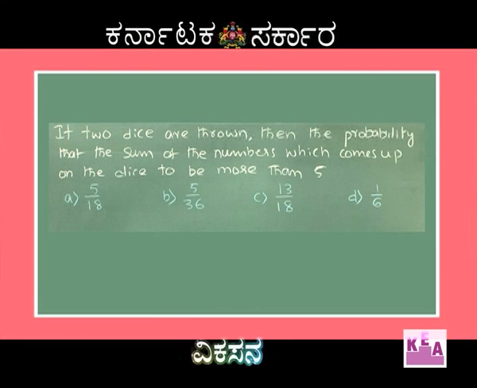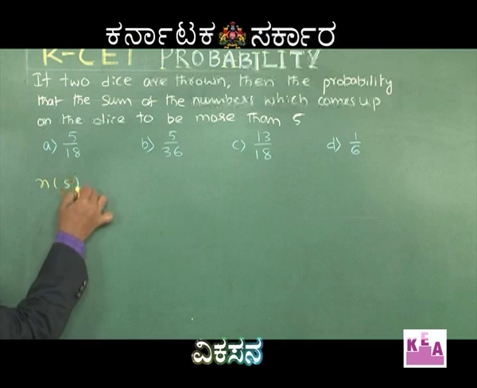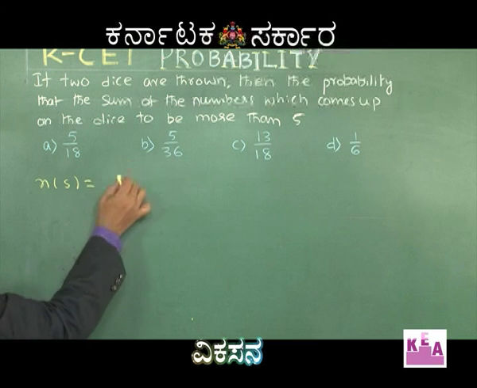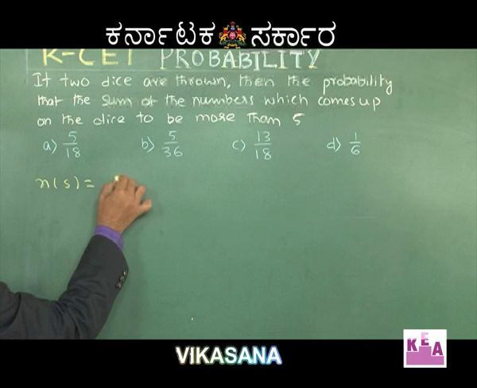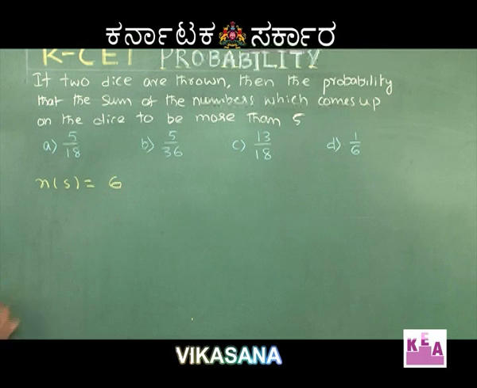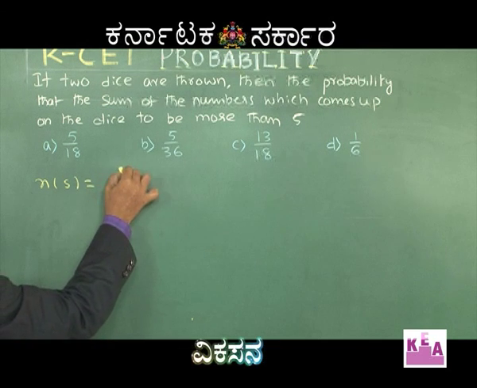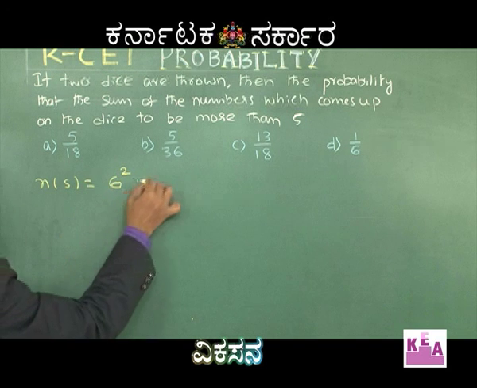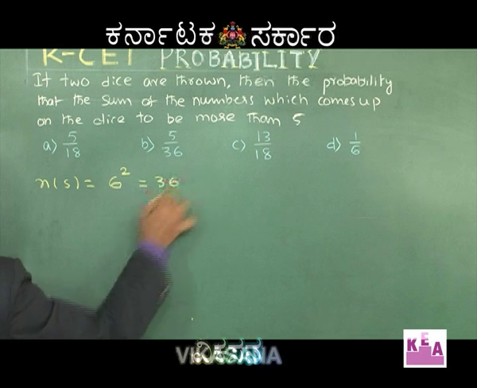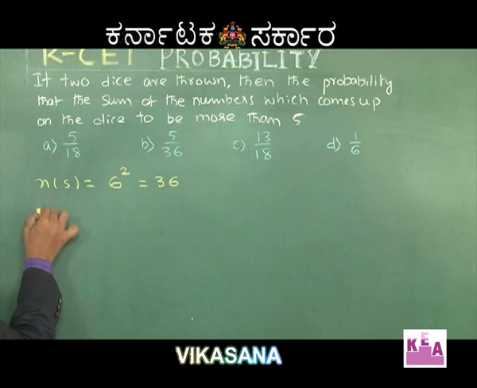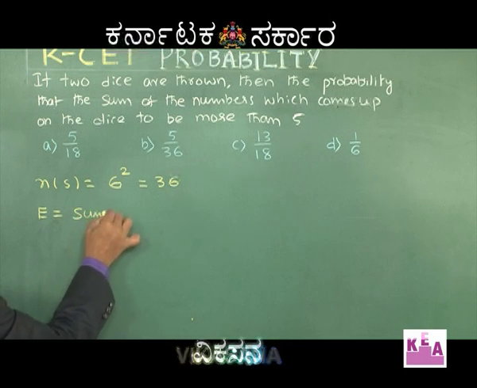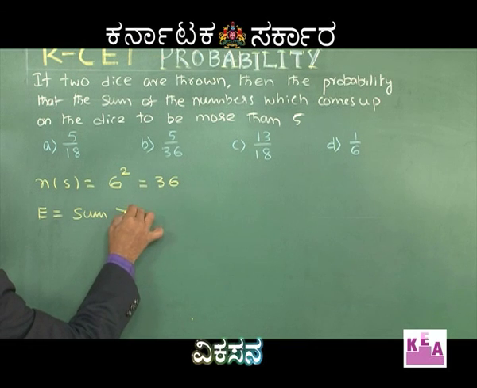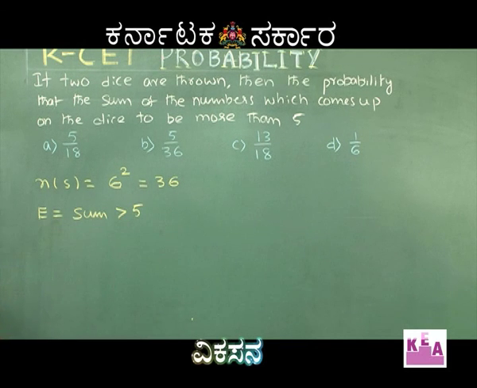Here, total number of cases. You are rolling 2 dice. When 2 dice are rolling, each die has 6 faces, number of dice you are rolling is 2, therefore n of S is 36. Here what is the event? E be the event getting sum on the 2 dice greater than 5, more than 5.